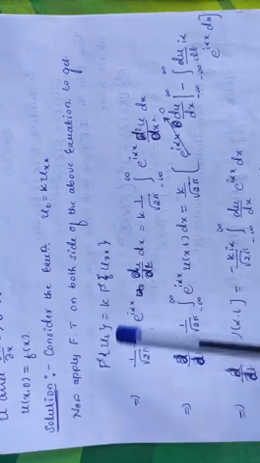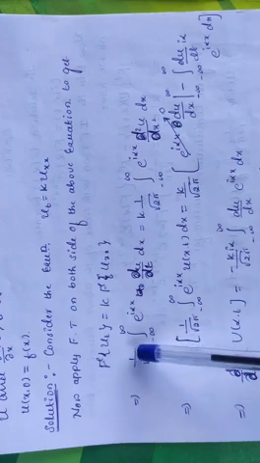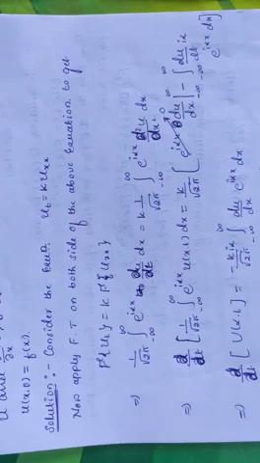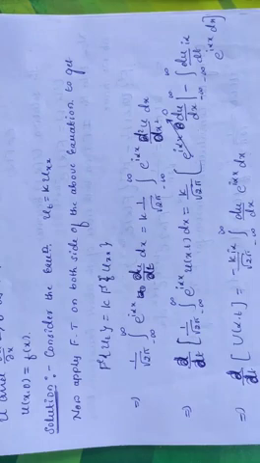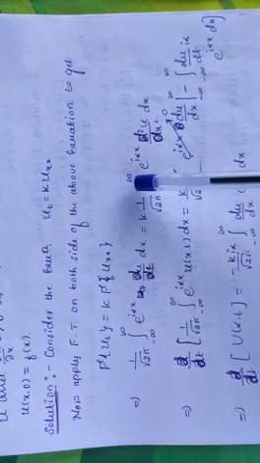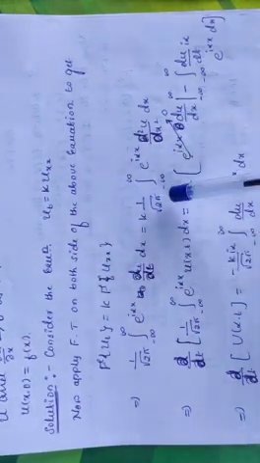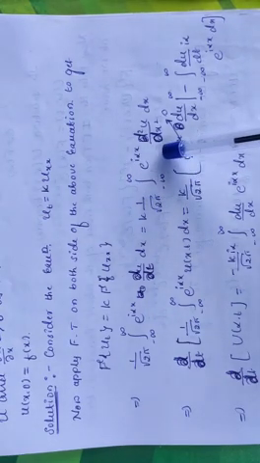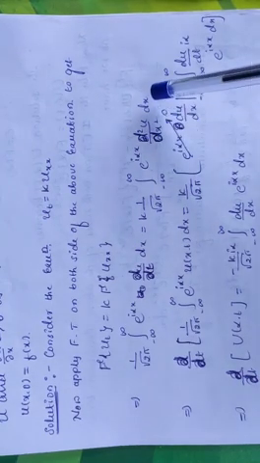Now by the definition of Fourier transformation, this equation becomes 1 divided by square root of 2 pi into integration from minus infinity to plus infinity exponential of i alpha x into derivative of u with respect to t into dx, which is equal to k into, again by the definition of Fourier transformation, 1 over square root of 2 pi into integration from minus infinity to plus infinity exponential of i alpha x second order derivative of u with respect to x into dx.